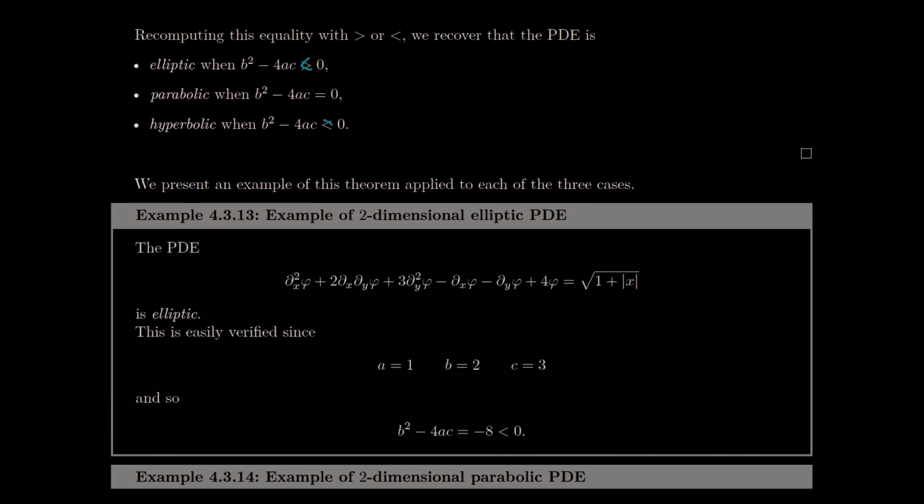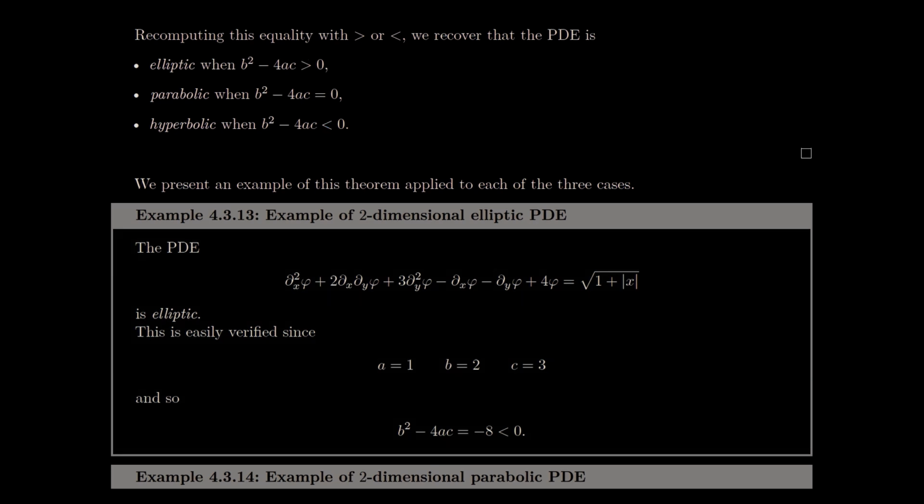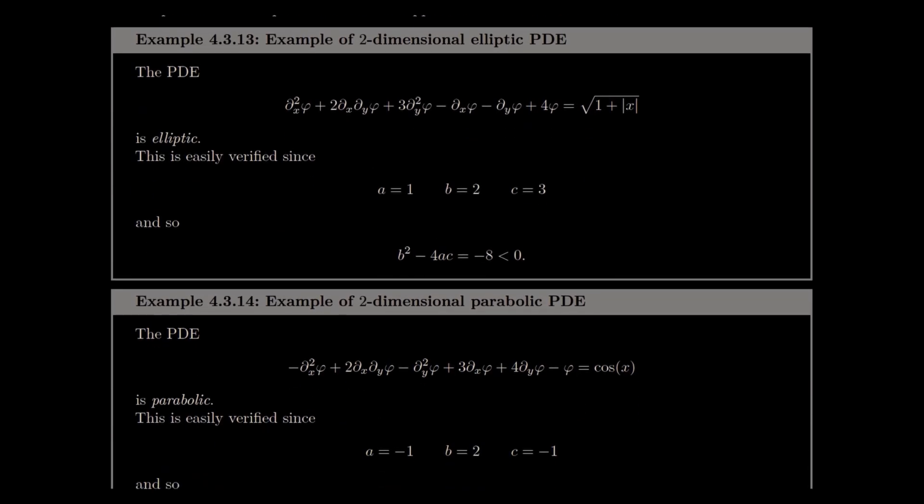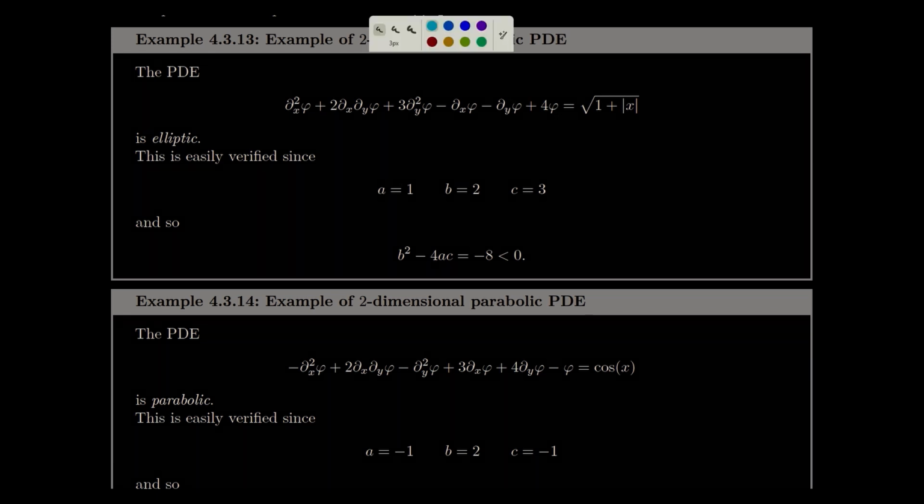This should be less than and greater than, but the theorem is correct. So we're going to go through 3 examples of these. These are just common ways that you would approach it. Very straightforward. If we're going to find an elliptic PDE, let's just grab the 3 coefficients on the 3 terms, a being 1, b being 2, and c being 3.